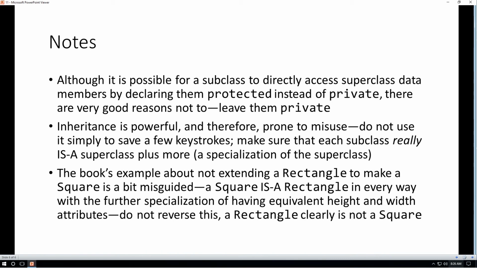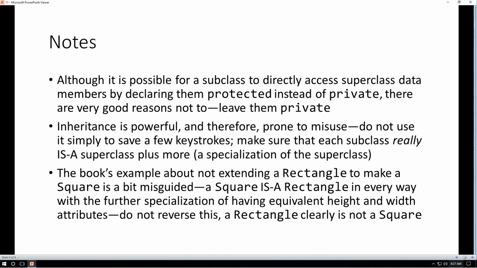The book's example about not extending a rectangle to make a square is, I believe, a bit misguided. A square is a rectangle. There's nothing about a rectangle that a square isn't. But a square is a little more specialized in that its height and width are identical. That doesn't mean it's not a rectangle. It just means it's a rectangle whose side for height and side for width are the same. That's not a problem. The problem is trying to go the other direction, trying to say that a rectangle is a square with sides of different lengths. That does not make sense.